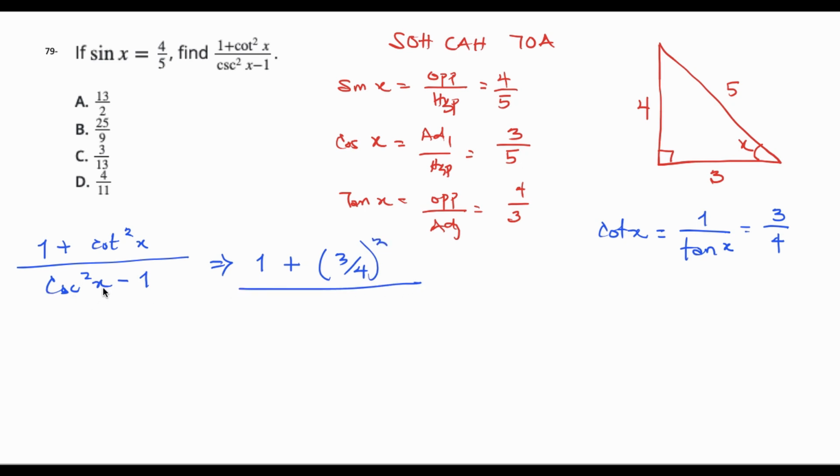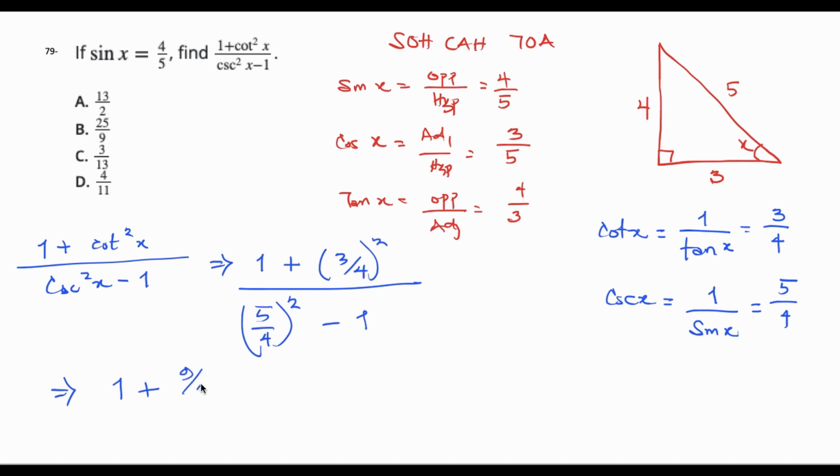Now what about cosec x? Now we know that cosec x is the same as 1 over sine x. And we know that our sine x here is 4 over 5. So what is 1 over sine x? This is the same as 5 over 4. So this is going to be 5 over 4 squared, because we have a cosec square here, minus 1. So now we can evaluate this. 1 plus 3 squared over 4 squared is going to be 9 over 16 divided by 5 over 4 squared is 25 over 16 minus 1.